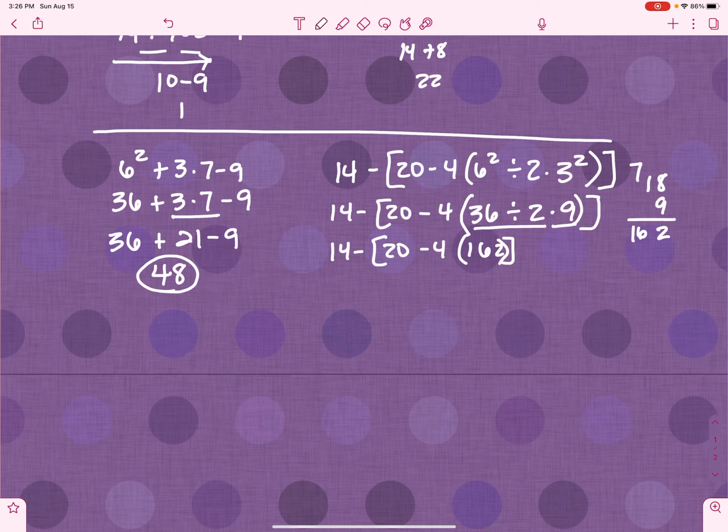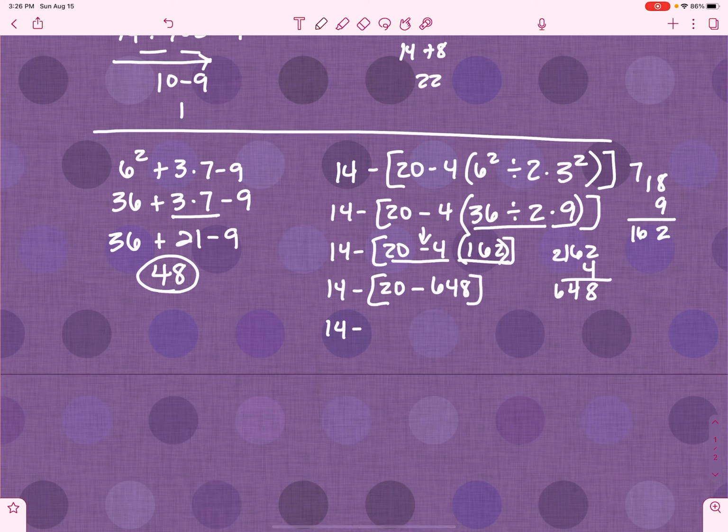All right, so now I've got 20 minus 4 times 162. Well, 4 times 162 is multiplication, so that has to come before this subtraction right here. So I'm going to have 20 minus 4 times 162. Okay, you're probably going to have to do that by hand. That's okay. 4 times 2 is 8. 4 times 6 is 24. 4 times 1 is 4 plus 2 is 6.